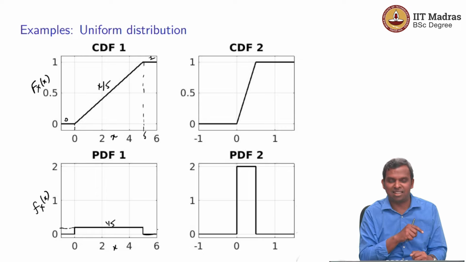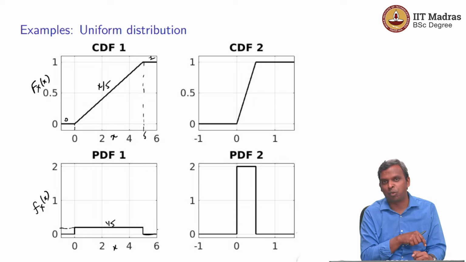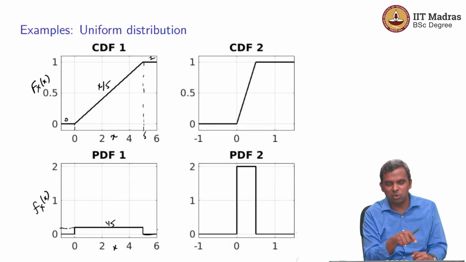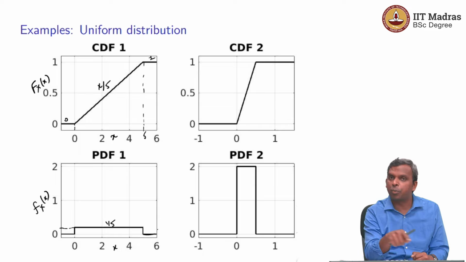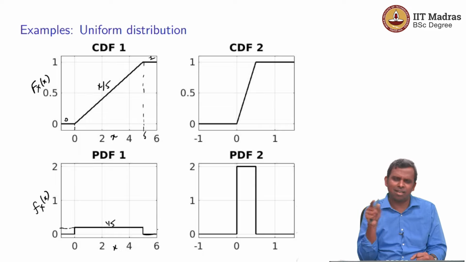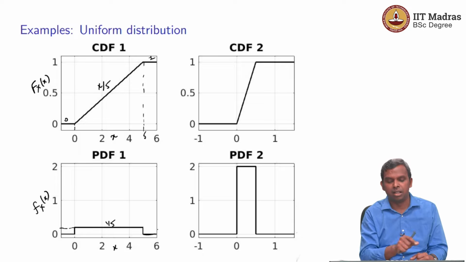So it's a very nice, simple property the PDF has. Looking at the PDF, I can say that, and it's 1 by 5. So I know how the probability will work out. We know how to do probability calculations with the CDF. You can also do probability calculations with the PDF. We'll look at examples later. You have to do integration. It's a little bit different, but you can do that also.